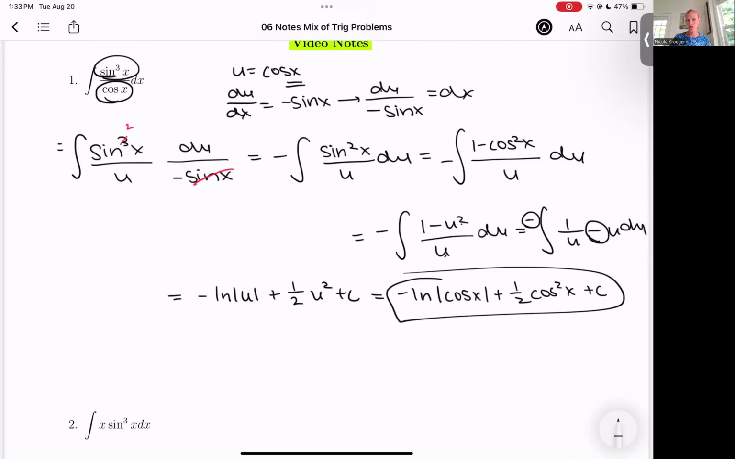Okay, so this one has an x multiplied out front. Ooh, so we've got an x, we have a polynomial times a trig function.